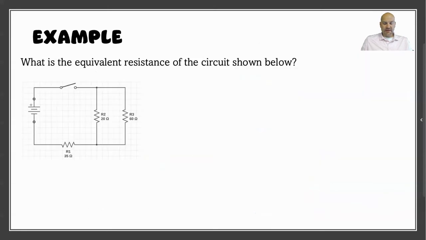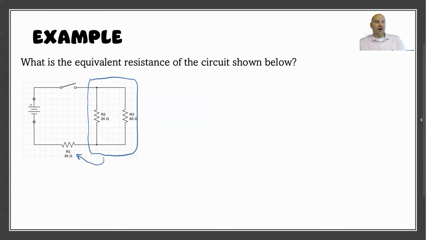Let's look at this in practice. So this is a circuit diagram, and what they're asking here is simply what is the equivalent resistance of the circuit shown below. All right. So the first thing we've got to do is tackle the parallel part of the circuit, and then that part is in series with R1. So I need to find the equivalent resistance that I can replace R2 and R3 with, and then add it to R1 to give me the total resistance, right?